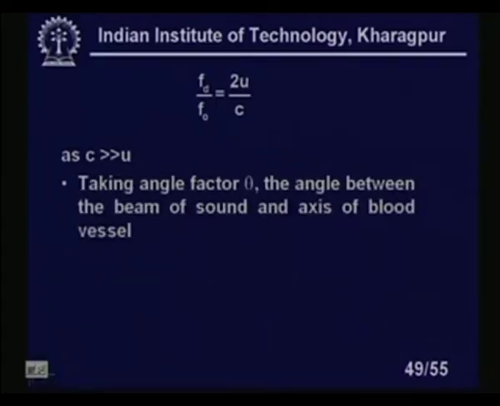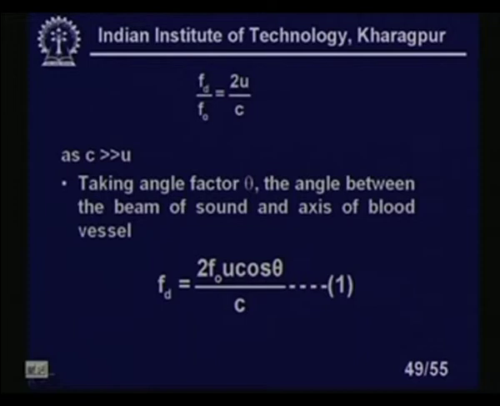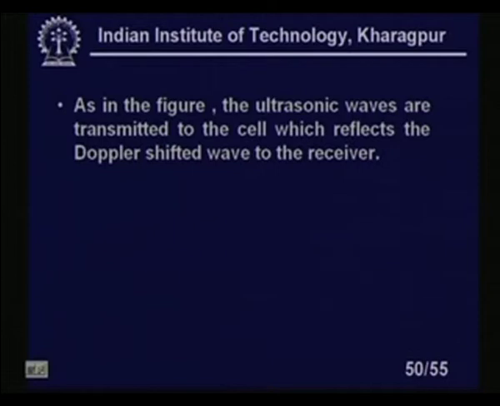So, what I can say is that, taking the angle factor theta, the angle between the beam of sound and the axis of the blood vessel, F_d equals twice F_0 u cos theta by c, equation number 1. As in the figure, the ultrasonic waves are transmitted to the cell, which reflects the Doppler shifted wave to the receiver, right. So that means I have ultrasonic waves, they get reflected and come to the receiver.